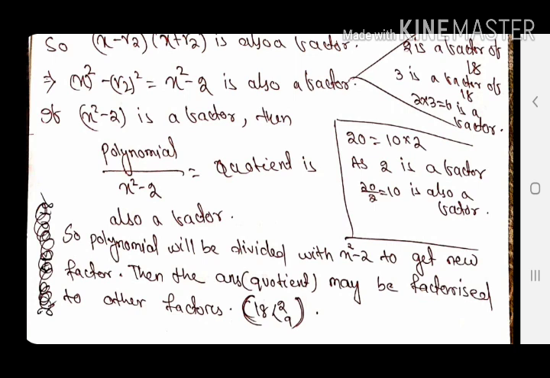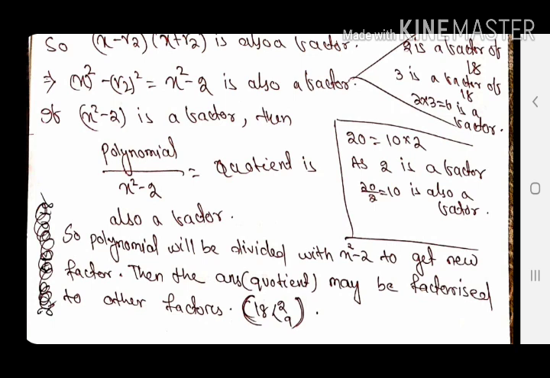Then we think how you can find that something's value. Imagine 6 into something equals 18. So what is the value of that something? It is nothing but 18 divided by 6, and it is 3. 6 into 3 is 18. 6 into something is 18. So that something is also a factor. And how to find that something? That is the polynomial divided by the pre-existing factor.